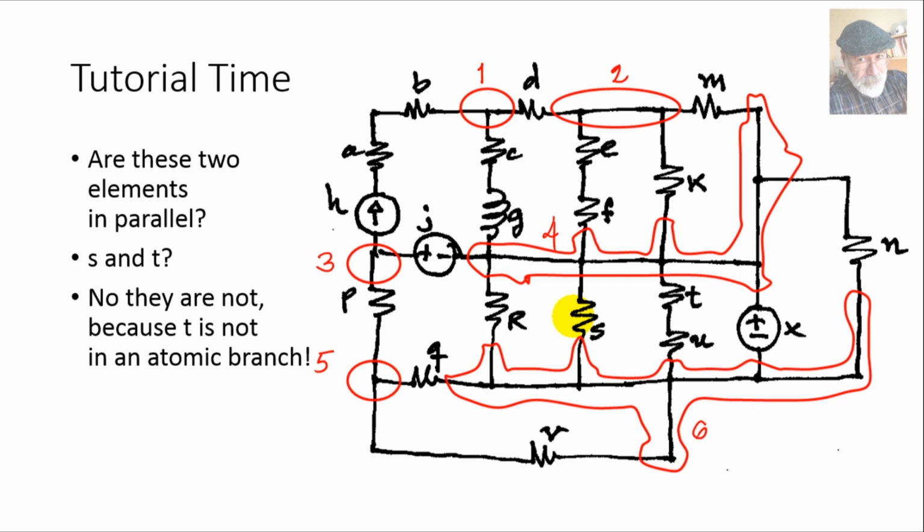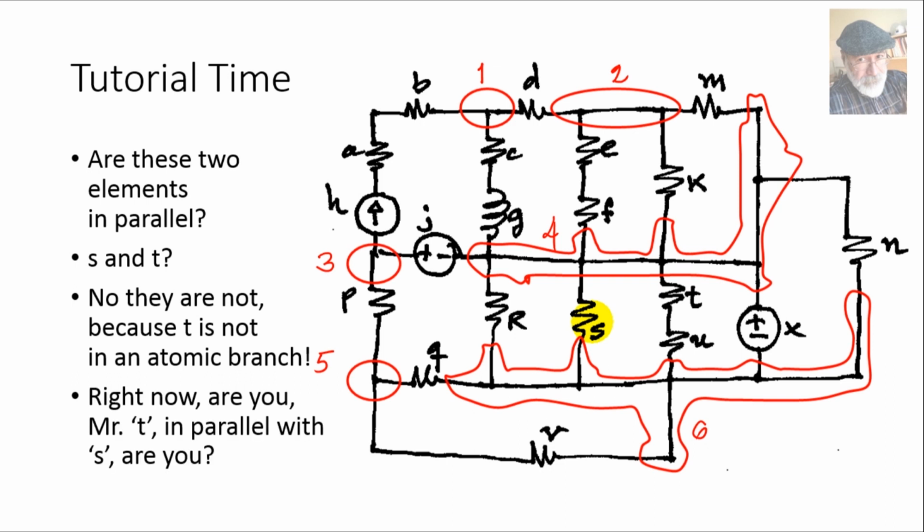No, it's not in the future. Are you rich right now? No, you're not. So I asked you the question, Mr. T, are you in parallel with S? Right now, are you? No, sorry, I am not. It's only after I marry you that I know. But right now, I am not in parallel with anyone because I am not in an atomic branch.